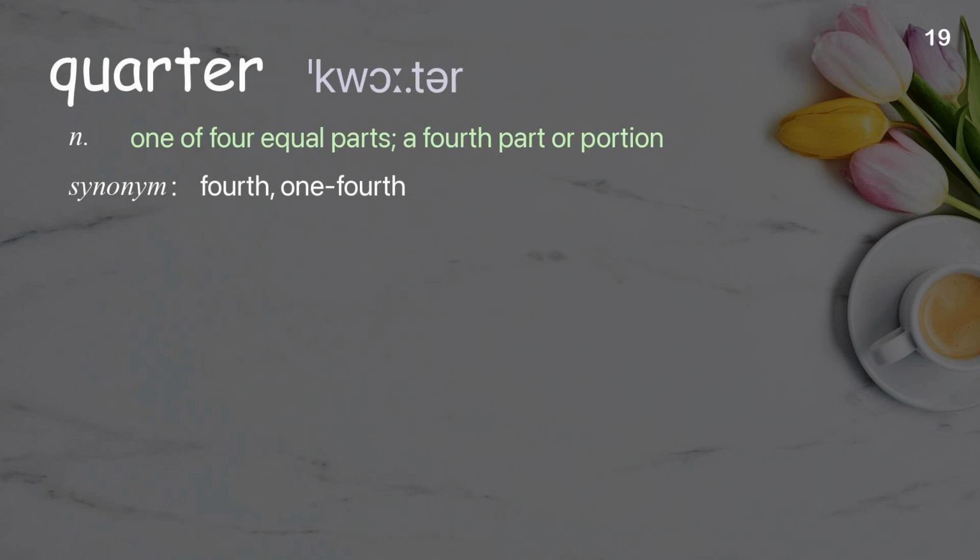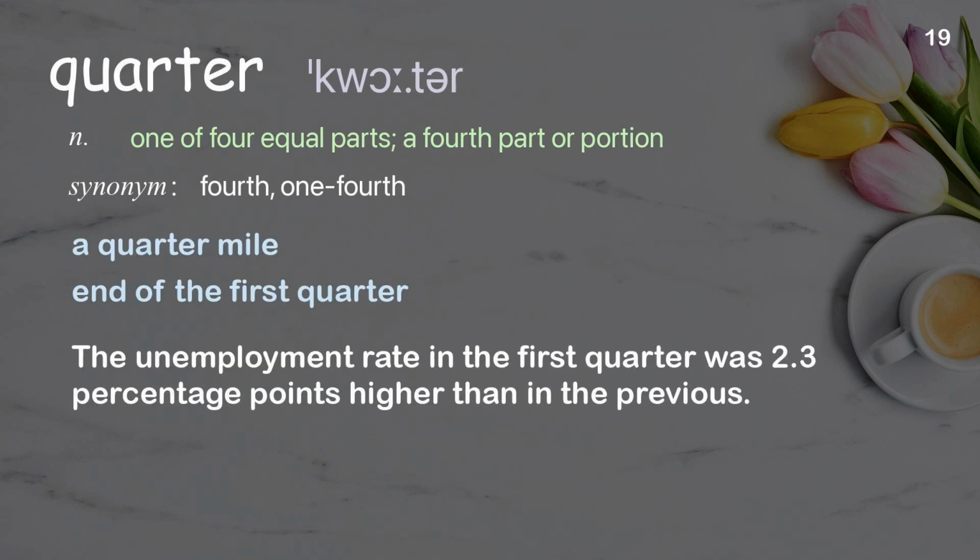Quarter. One of 4 equal parts, a fourth part or portion. Examples. A quarter mile. End of the first quarter. The unemployment rate in the first quarter was 2.3 percentage points higher than in the previous.